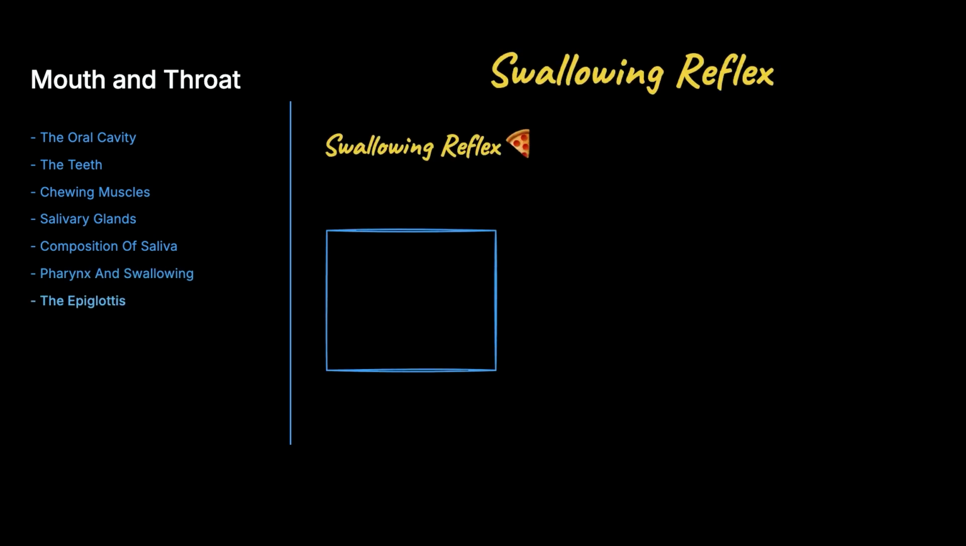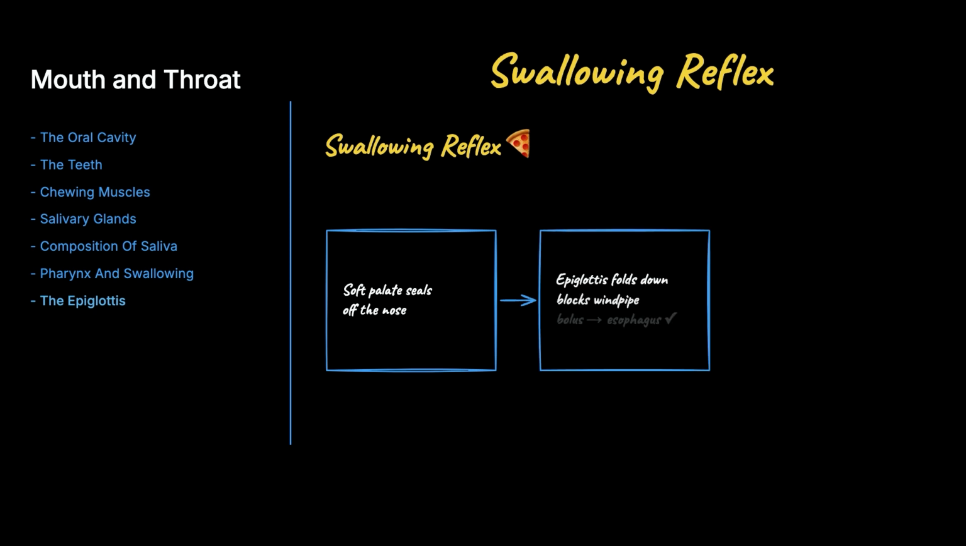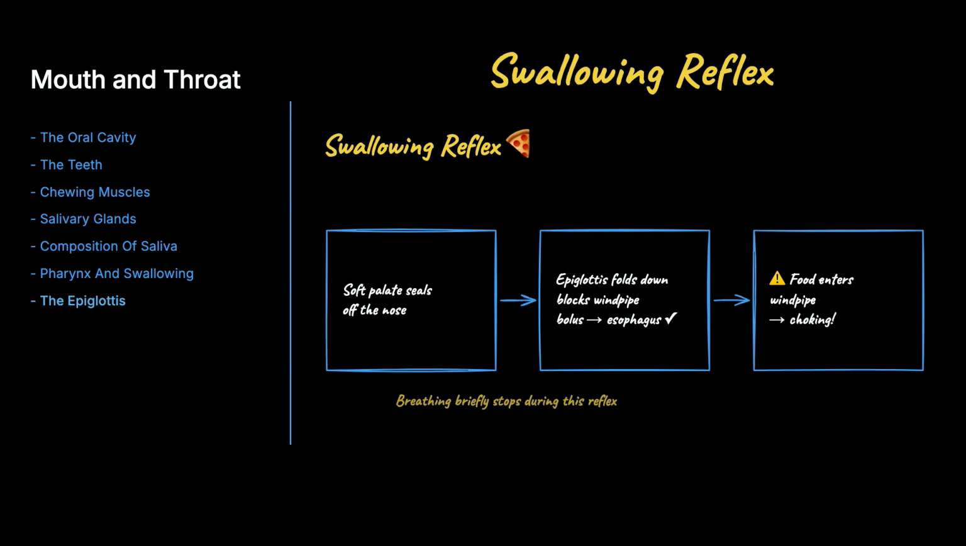Here, safety matters most. As you swallow, the soft palate seals off the nose, and a cartilage flap called the epiglottis folds down over your airway. This forces the bolus into the esophagus rather than the windpipe. Breathing briefly stops too. When this reflex fails, food goes down wrong and you choke.